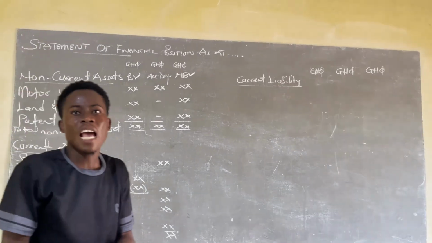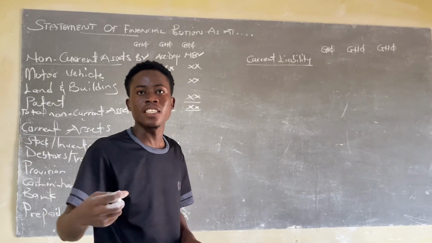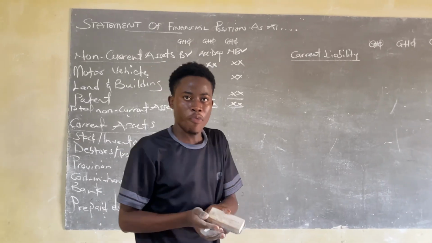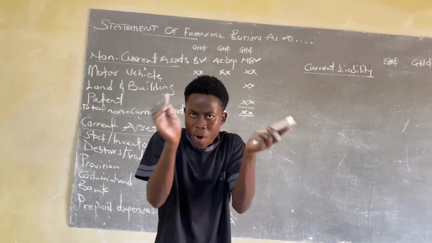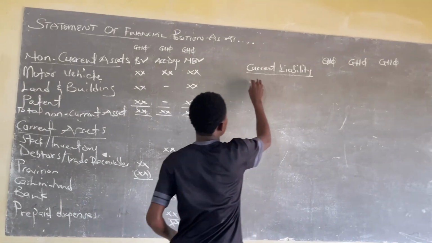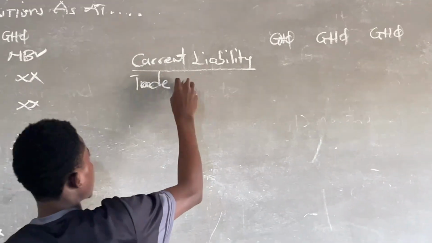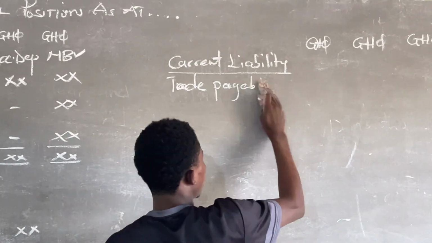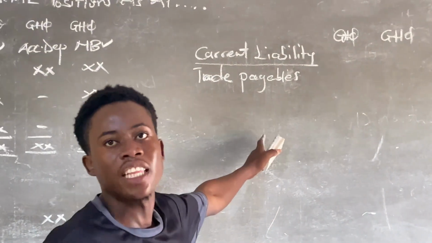Now viewers, the current liability is the amount of money, within a short frame, the organization is owing people outside the organization. So the amount of money for anything that the organization bought but did not settle, the owing amount, is what we are terming as what? The current liability. So we have what we term as trade payables. Or some people will term it as creditors. They are all the same.